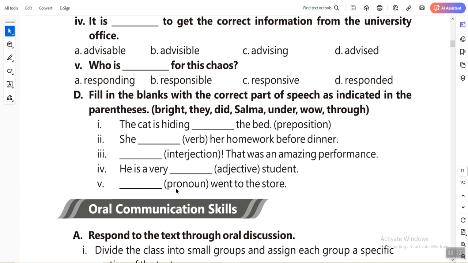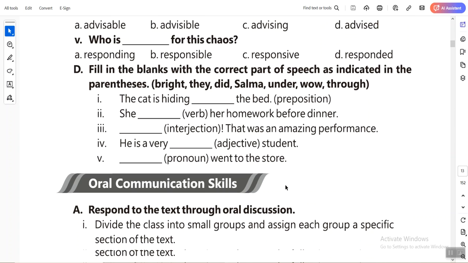5th is dash went to the store, pronoun. We will not write a noun over here because Salma is given as a noun. So they are asking us to write down the pronoun. The answer will be they. They went to the store.